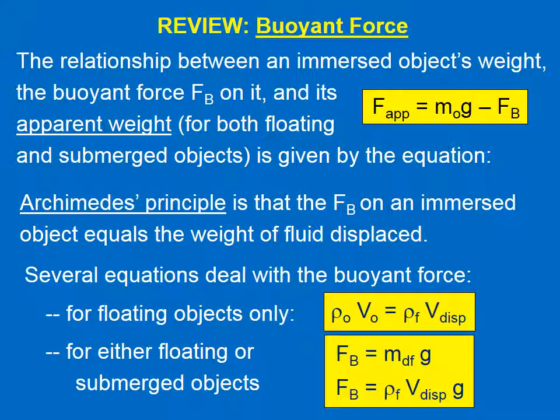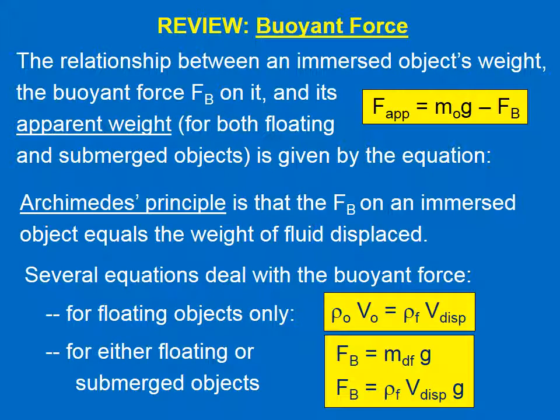Let's review the buoyant force. The relationship between an immersed object's weight, the buoyant force on it, and its apparent weight for both floating and submerged objects is given by the equation: the apparent weight is equal to the actual weight minus the buoyant force.